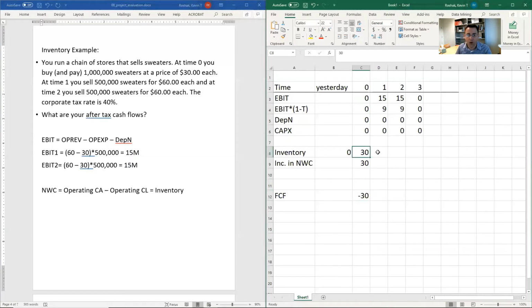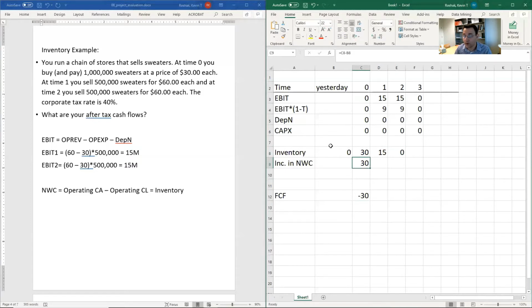Now what happens at time 1? Well, we sell half of those sweaters. So what happens to our inventory balance? Well, it was $30 million to begin with, but we sold half, so now we're down to 15. Likewise, what happens at time 2? Well, we sell the rest of the sweaters, so we go from 15 down to 0.